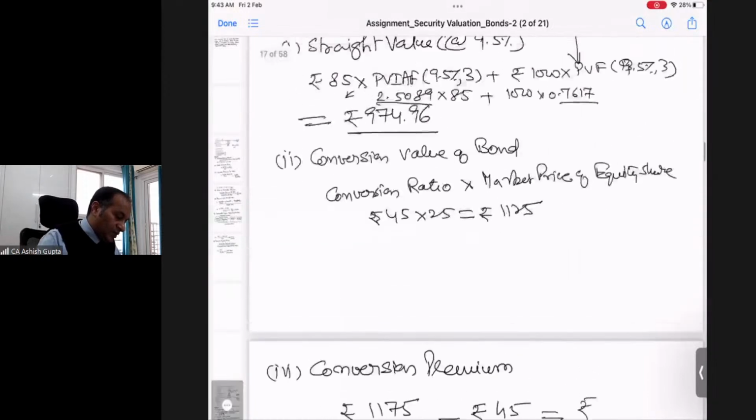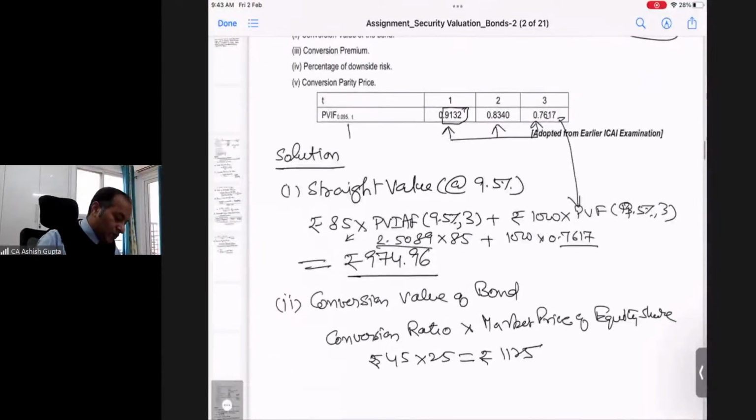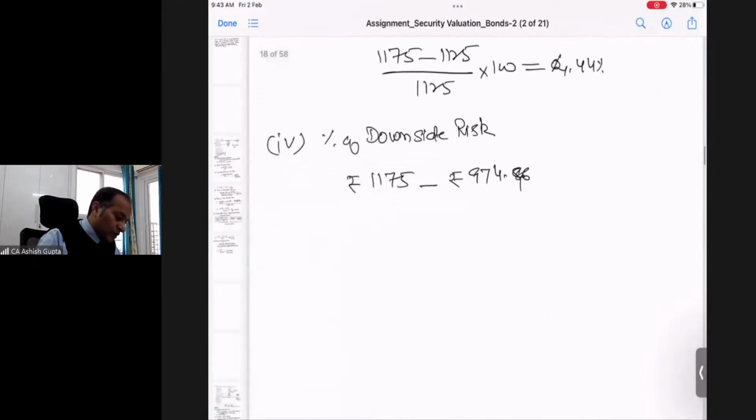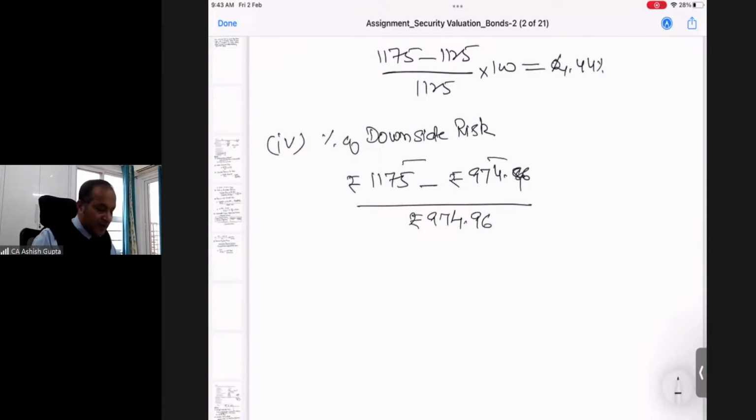Here we have computed the straight value. So even if I buy at this value, I will get at least this much as on date, because today is YTM. So what I am paying is extra premium, this much of premium. Okay. Next is conversion parity price.